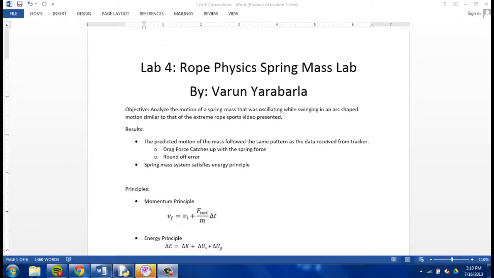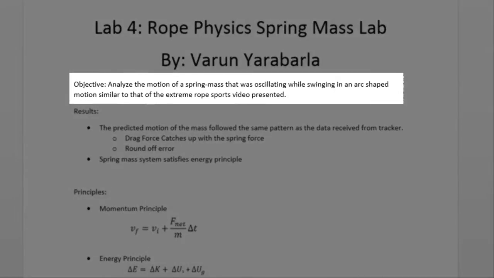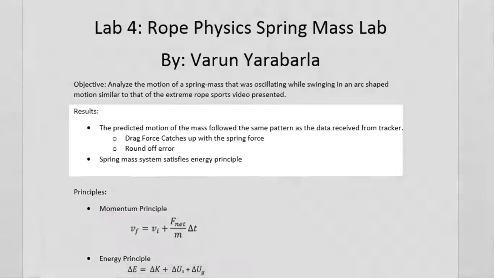This is my video report on Lab 4, the Rope Physics Spring Mass Lab. The point of this lab is to quantify the motion of a mass attached to a spring and tracker using a video provided, and through the application of Newton's second law and the energy principle, the motion was predicted and analyzed through VIDLE. Once this was done, a comparison had to be made between the predicted motion from the model and the actual data extracted from tracker.